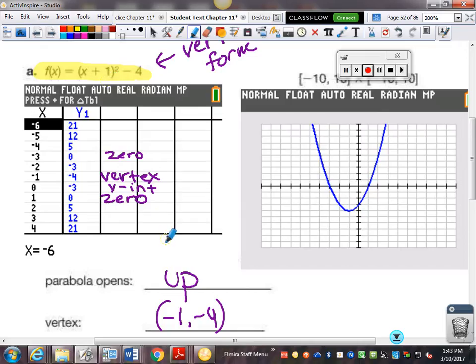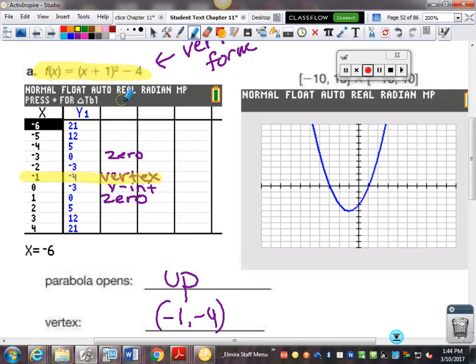Vertex Form, I think, is kind of a giveaway. The name implies what it's really talking about. I can see that the vertex in my chart, if I look at the table, is -1 and -4 because the y values around it are symmetrical. Alright, and the vertex is -1, -4.